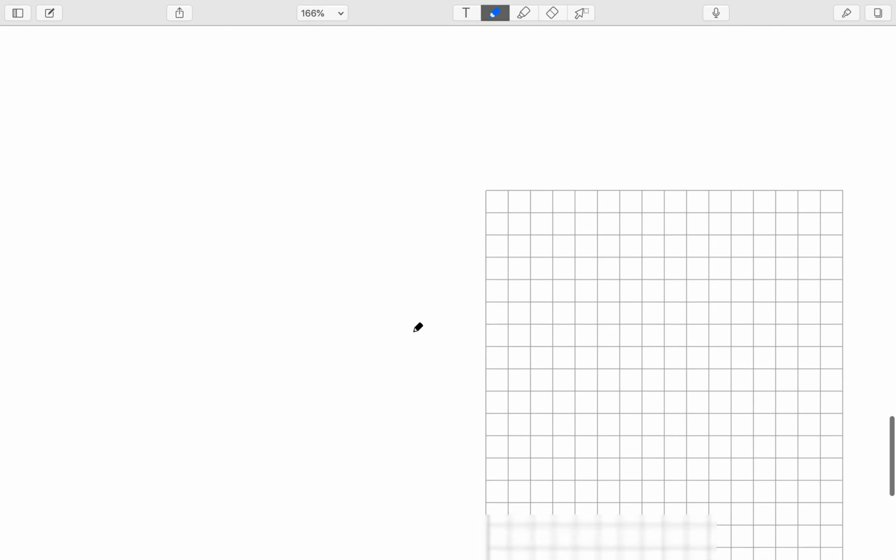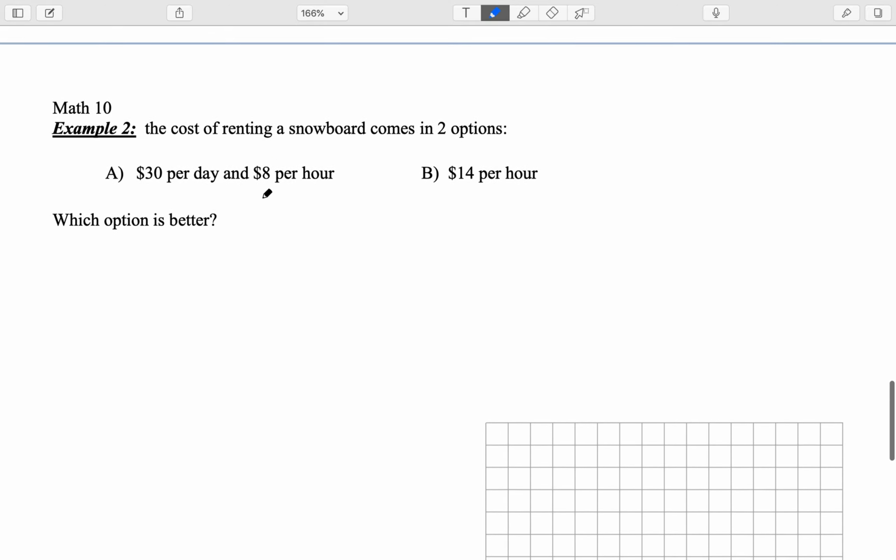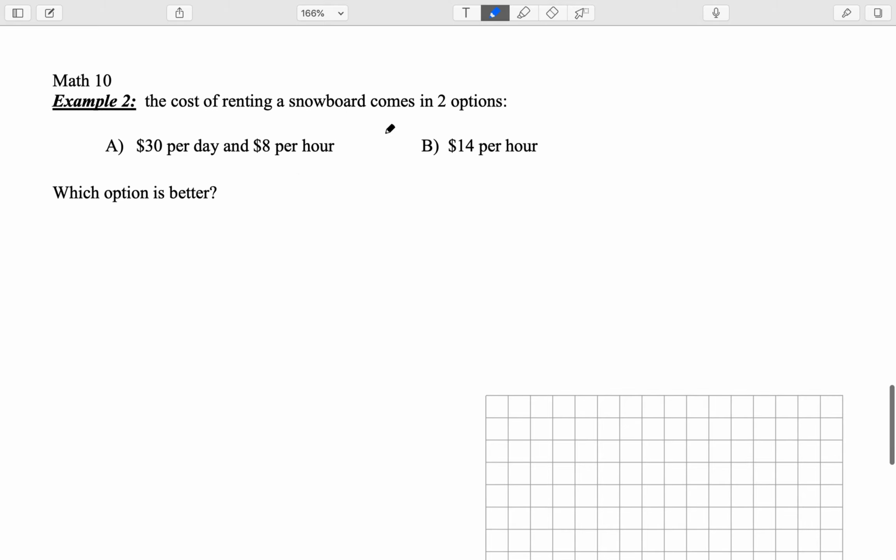So let's actually try one of these. Let's say you want to be renting a snowboard. There's two different options you can do. You can do it for $30 a day, and it's $8 an hour, or you can just get it for $14 an hour. So $30 per day means it's going to be something plus something. I'm going to add these two together. This one is just $14 per hour. So there's going to be two different ways of doing this. The cost of renting a snowboard comes in two options. Which option is better? Well, I don't know.